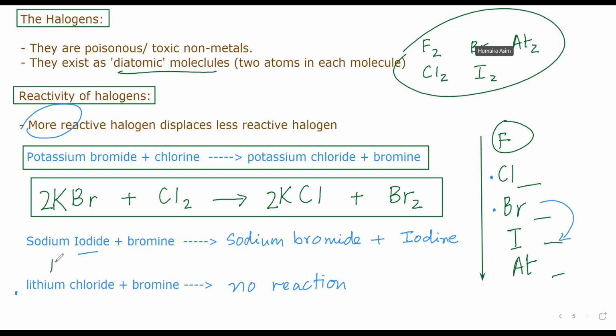Let's write their formula equation: sodium iodide, NaI, plus bromine. It's always good to practice equations. It will help you build confidence in chemistry. NaBr, and here we will have iodine. So you are going to put 2 here, and the equation seems balanced, right? So this is about halogens.